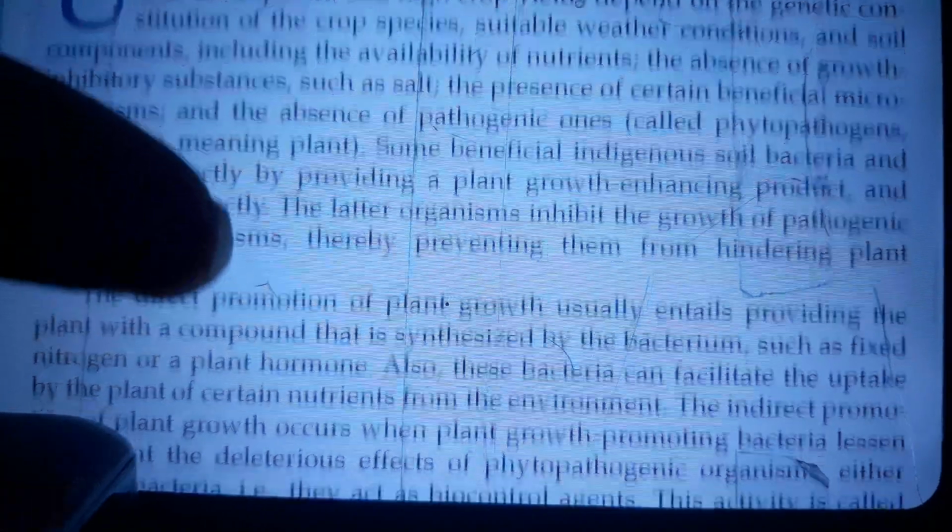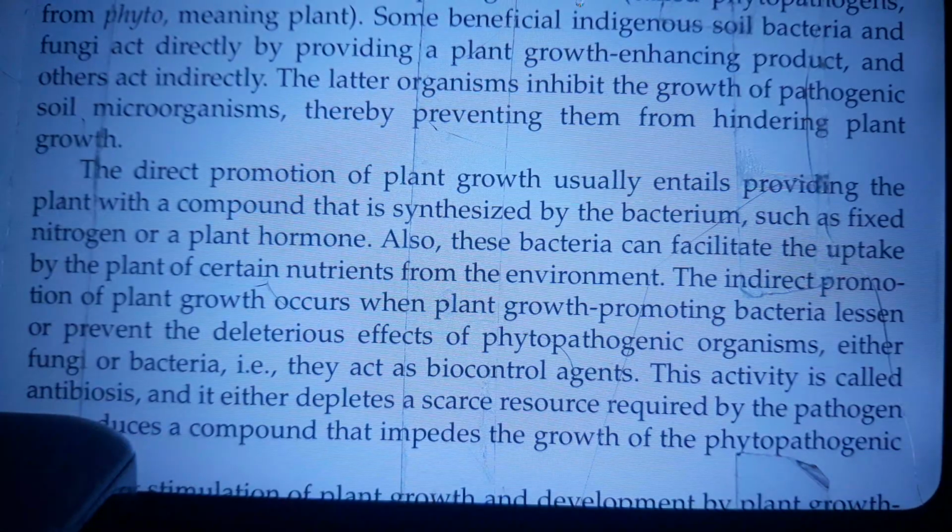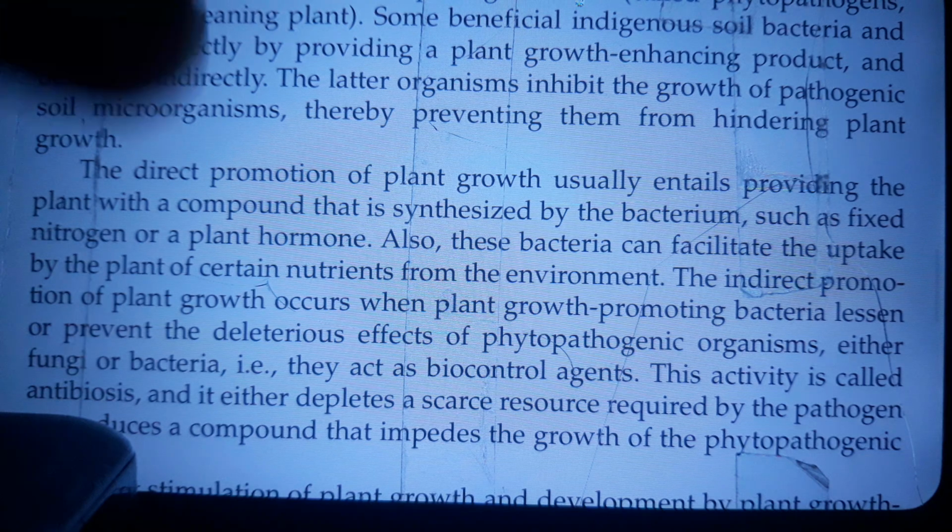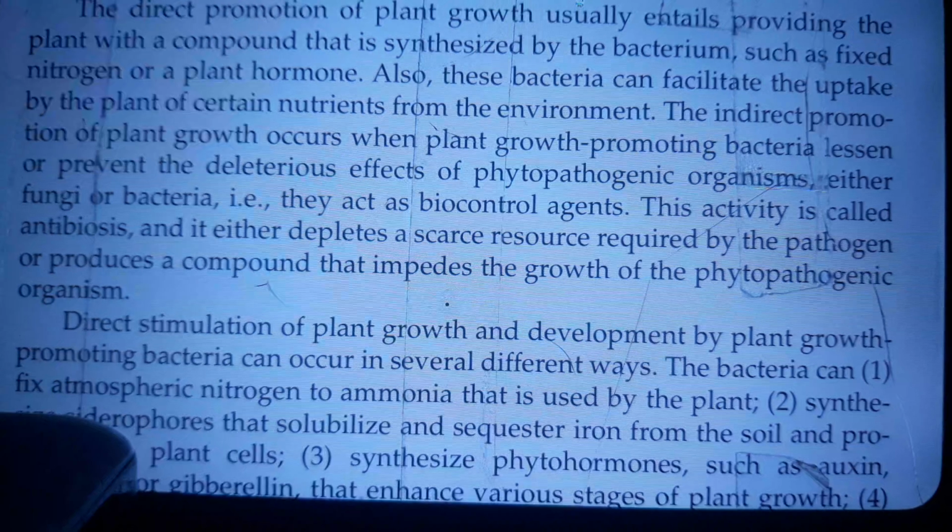From phyto, meaning plant, some beneficial indigenous soil bacteria and fungi act directly by providing a plant growth enhancing product, and others indirectly. The latter organisms inhibit the growth of the pathogenic soil microorganisms, thereby preventing them from hindering plant growth. The direct promotion of plant growth usually entails providing the plant with a compound that is synthesized by the bacterium, such as fixed nitrogen or a plant hormone, although these bacteria can also facilitate the uptake by the plant of certain nutrients from the environment.